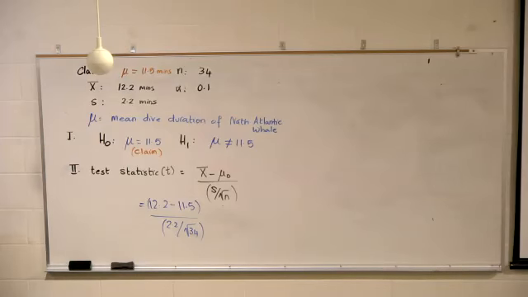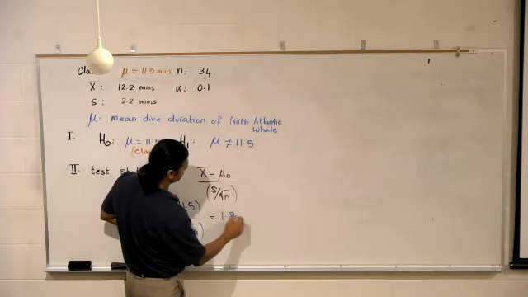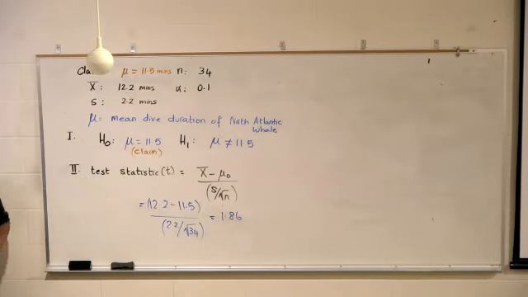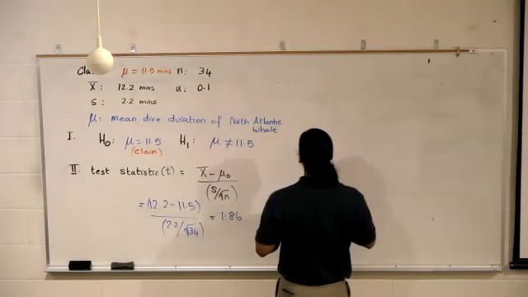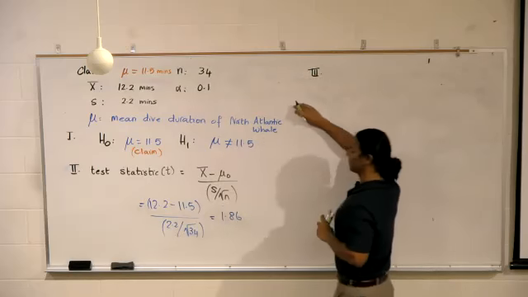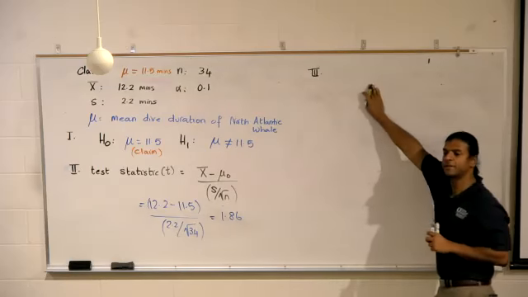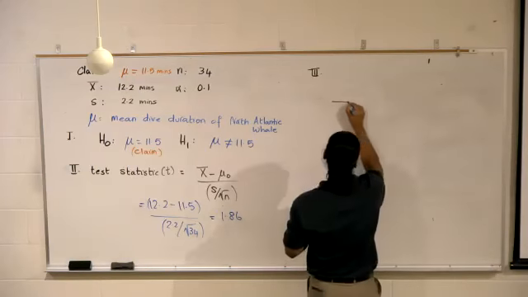What is the value of the test statistic? 1.8553, rounded that's 1.86. What type of test is this? Two-tailed. This is a two-tailed test. So the rejection region has to be on which side? Left and right. Left as well as right.